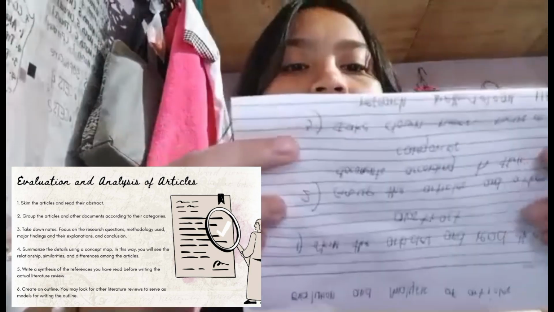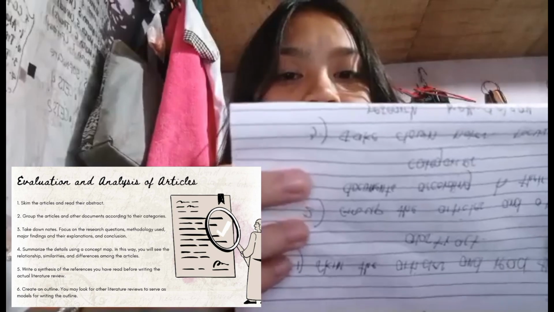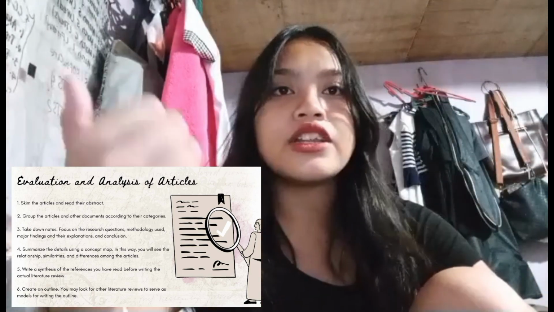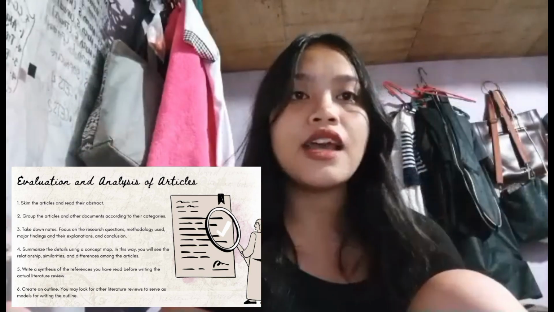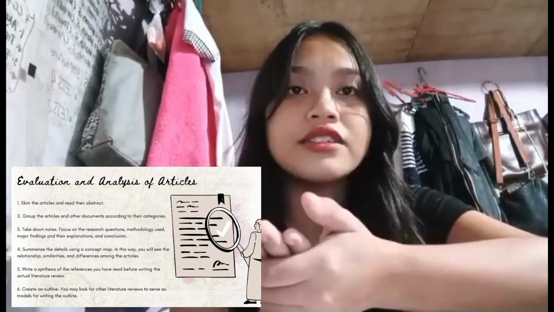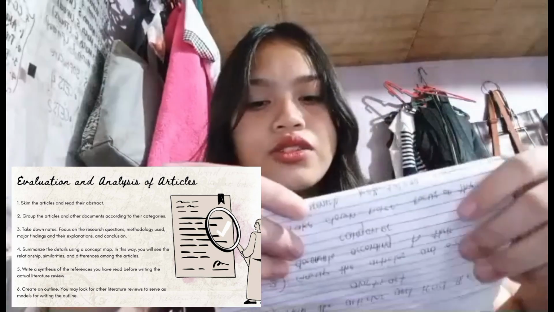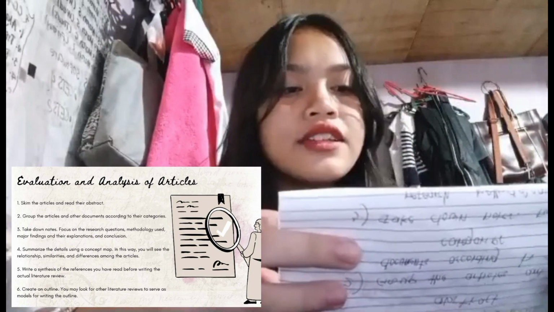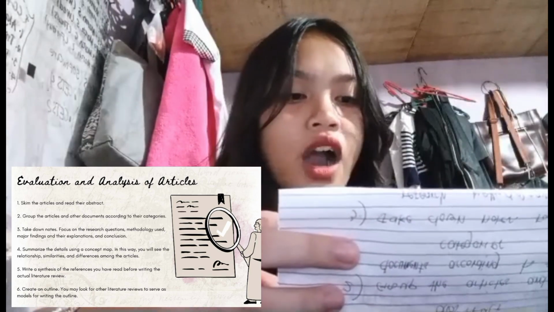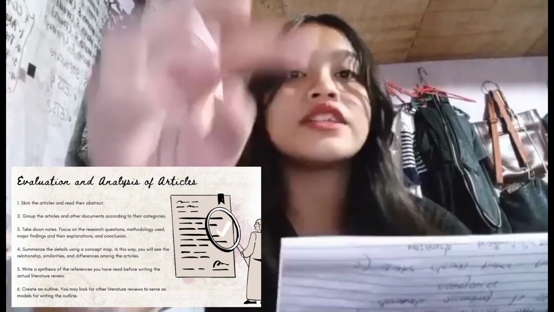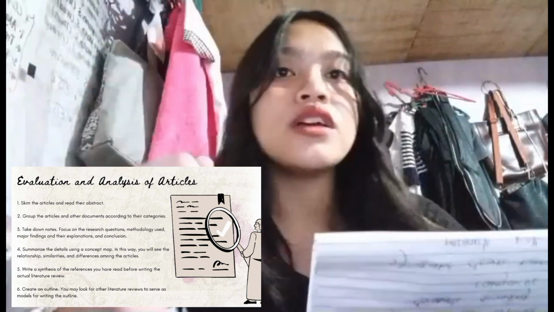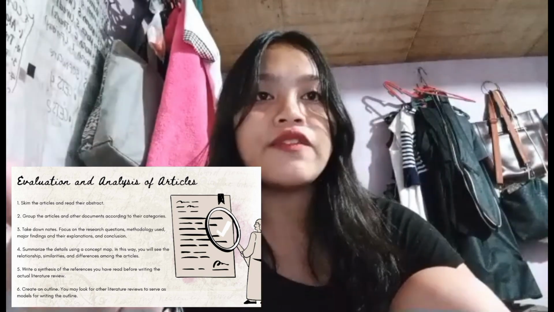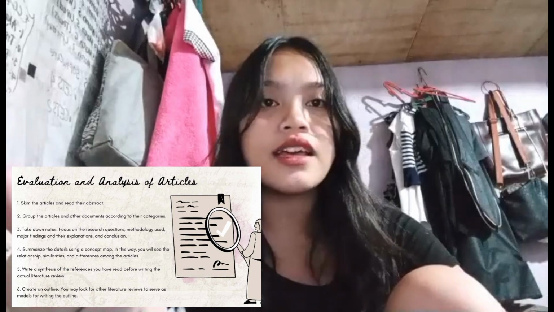Number 4, summarize the details using a concept map. For example, a diagram linking online learning to benefits, flexibility, and challenges, low interaction. Number 5, write a synthesis of the references you have read, writing the actual literature review. For example, most students agree that online learning offers flexibility but may lack student engagement.